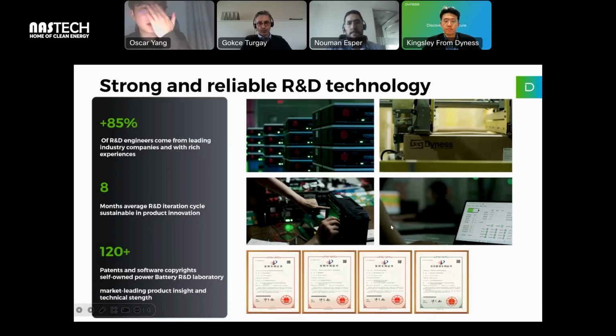So at Dyness, till now, we have very strong and reliable R&D technology, and also technical supporting ability. We are very strong at it. For every single product, we will spend at least 8 or 9 months, so we can develop and confirm the products, whether they work well, and their availability.